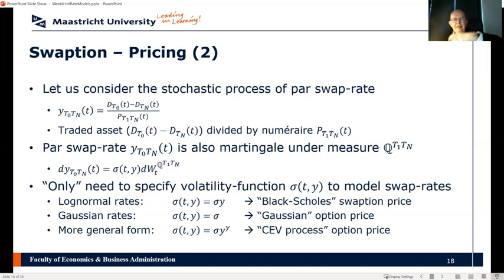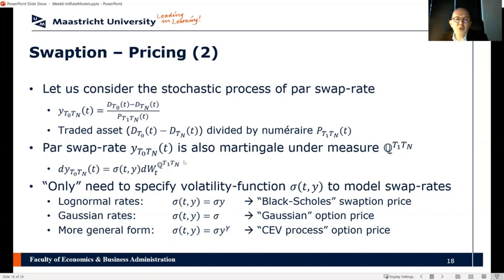And if you look at different types of models that people use for interest rates, then basically the only difference between any model for the interest rates is what specification you use for the volatility function that you want to play with. Which stochastic process do I want to give to the par swap rate? And I can control the behavior of the stochastic process by this volatility function sigma_t(y). So what kind of choices can we make?